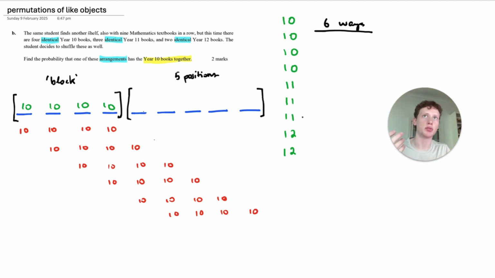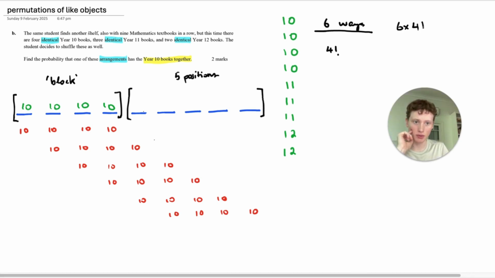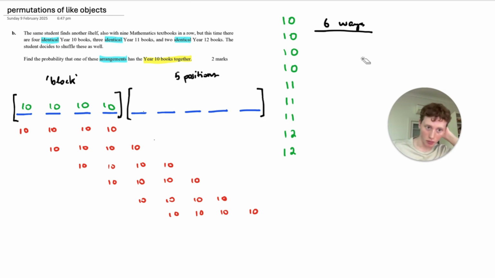If we're like, okay, these are Year 10 books, but one's red, one's green, one's whatever, you could also say that within that group of 4, there are 4 factorial ways of getting a group of 4 together. Which would give you 6 times 4 factorial ways to arrange this block of 4 Year 10 books. Since they're identical, though, I'm not going to be doing that. That may be where the answers differ from my working, and that's okay. I'd love to know that and get some feedback from you there. But I'm going to go with 6 just for now.